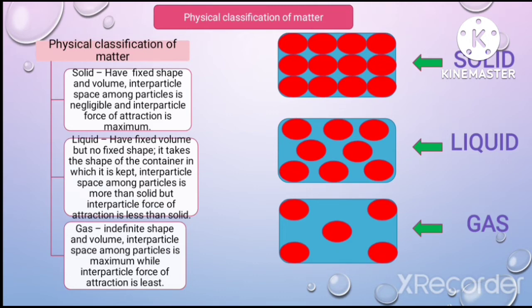Gas. Gases have indefinite shape and volume. The interparticle space among particles in gases is maximum while the interparticle force of attraction is least.